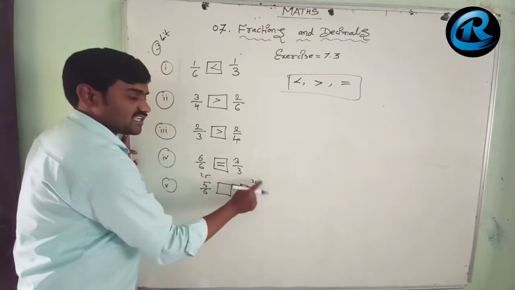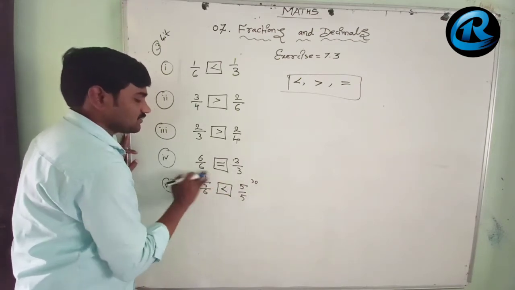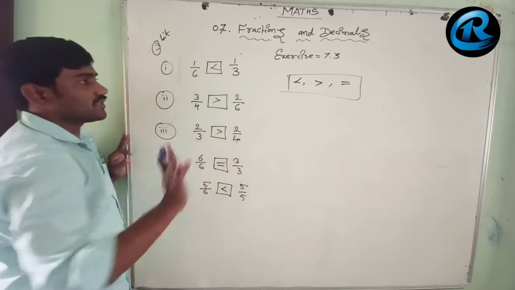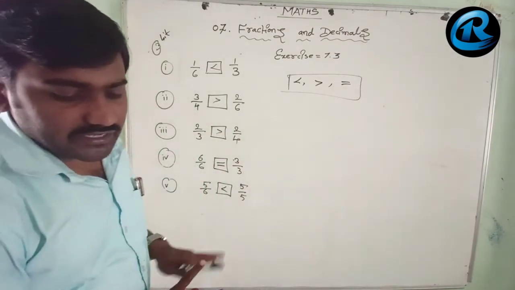Yes or no? 25 is less than 30. So we'll put the less than symbol. Finished. We have completed this bit now.